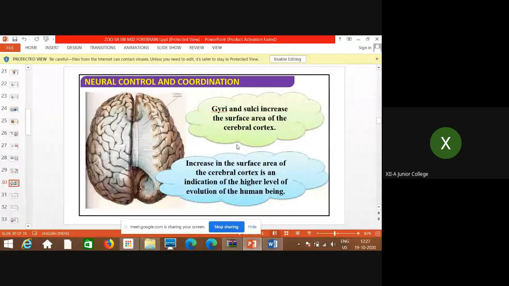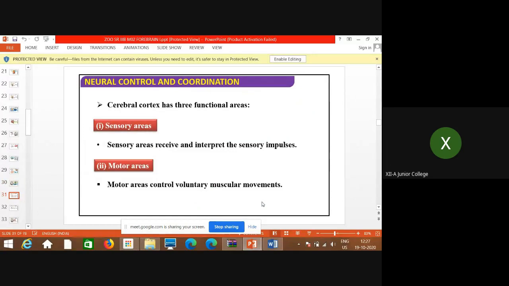Here you can see again why it is necessary and how it helps. These gyri and sulci are helpful in increasing the surface area of the cerebral cortex. Why? Because an increase in the surface area of the cerebral cortex is an indication of a higher level of evolution of human beings. You must have heard that if the brain is larger, the brain capacity is also larger, and that person is considered very intelligent. But what is that because of? Because of the increase in the area of the cerebral cortex.